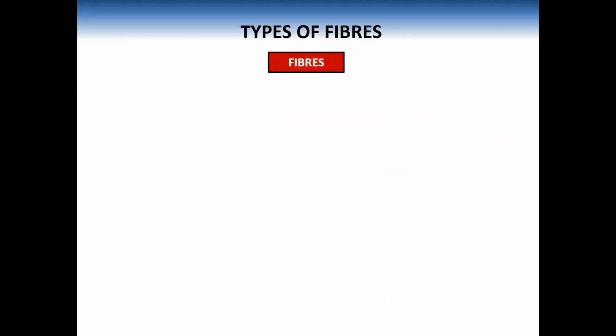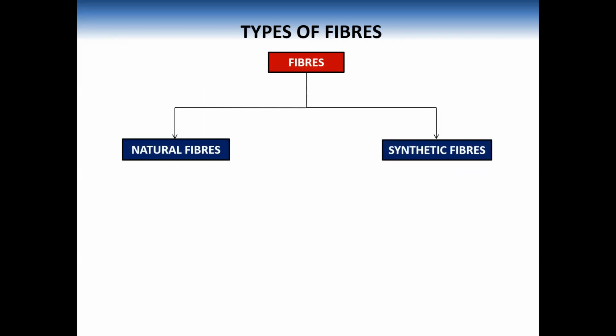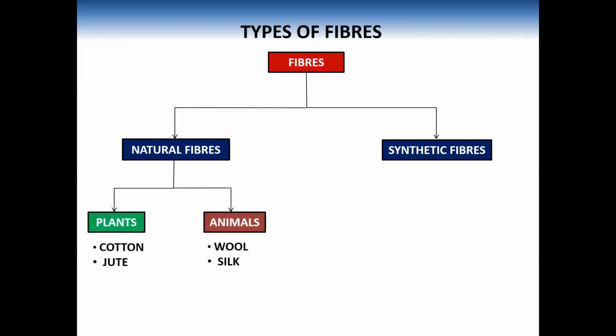There are two types of fibers: natural fibers and synthetic fibers. Natural fibers are obtained from plants and animals. For example, plant fibers are cotton and jute, whereas wool and silk are animal fibers. Examples of synthetic fibers: rayon, nylon, acrylic, polyester.